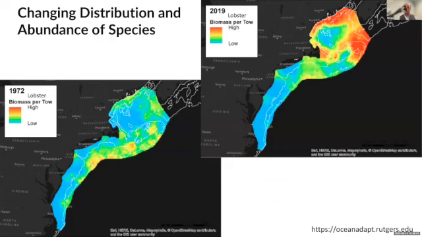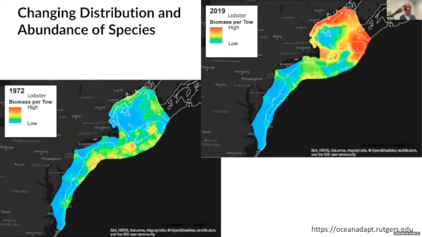Why does this matter? Well, one of the many things that this impacts is the distribution of species. Here we see the distribution and abundance of lobster in 1972 and in 2019. It's a heat map, so the darker red colors are the greater abundance of lobsters. You can see the warming of the Gulf of Maine has brought great abundance of lobsters to Down East communities and to the Gulf of Maine writ large.